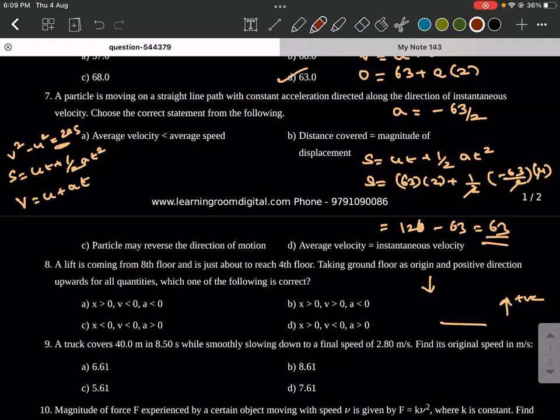So what can you conclude? x is less than 0, velocity is less than 0. Actually, the answer should have been acceleration. In terms of direction, it should be less than 0. This should have been the right answer.